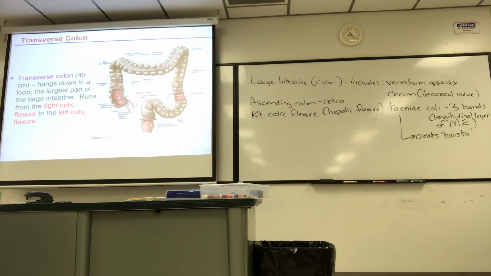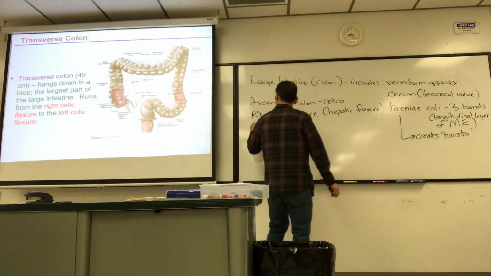Okay, so you make that turn, then you're in the transverse colon. Notice it's not straight across, it kind of loops down. It's following the curvature, the greater curvature of the stomach, basically. If you ever have cramps, it could be your stomach, it could be the transverse colon. They're really close to each other.